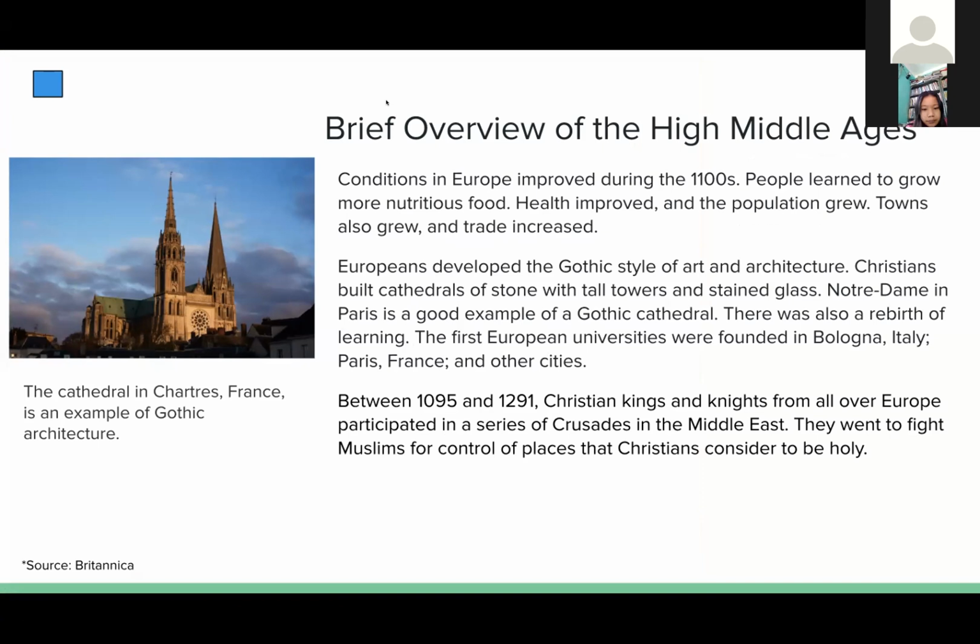And there was also a rebirth of learning, which is also known as the Renaissance, where the first European universities were founded in Bologna, Italy, Paris, France, and other cities. And between 1100 and basically 1300, Christian kings and knights from all over Europe participated in a series of crusades in the Middle East for control of places that they considered holy. They fought against the Muslims, especially Saladin in the Third Crusade, and the Ottoman Empire for control of Jerusalem.